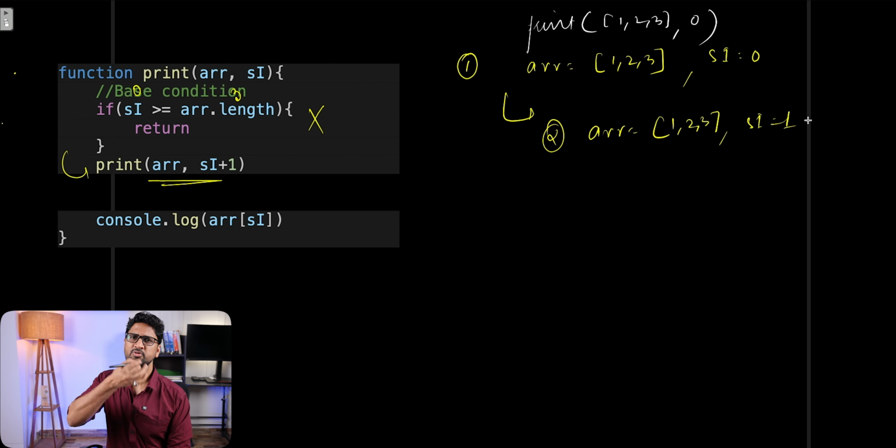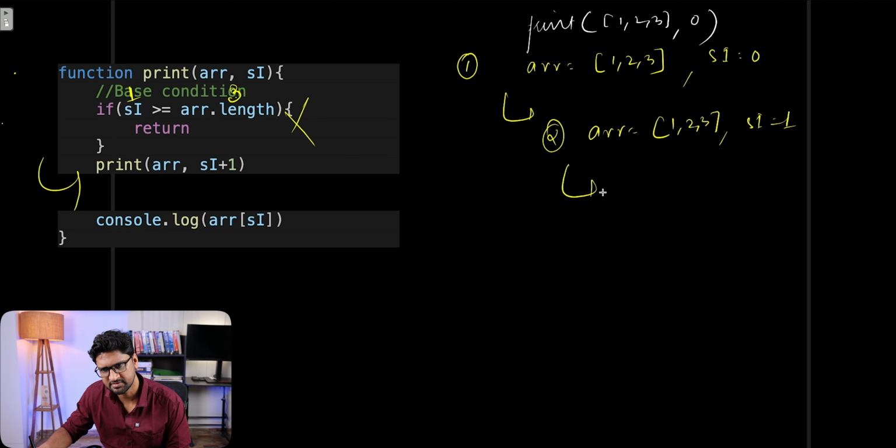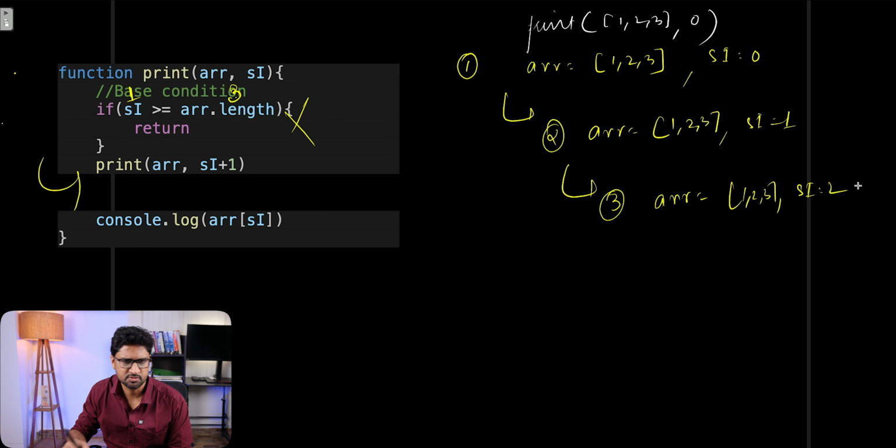This has all been already told to you, so I'll quickly move through. The next time the function is called, the starting index value here is 1 and this value is 3, which doesn't hold true, so again the function is called recursively. The third time, the array remains the same, 1, 2, 3, and the starting index value is 2. The next time the function is called, this value is 2 and this value is 3, which does not hold true, so I again go back.